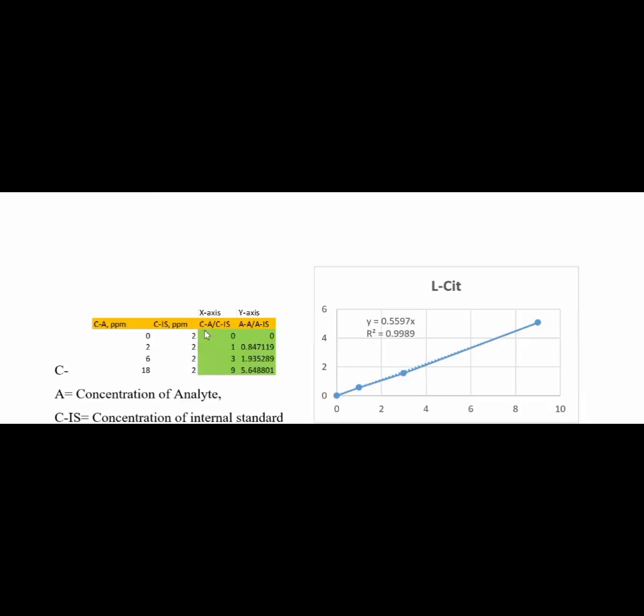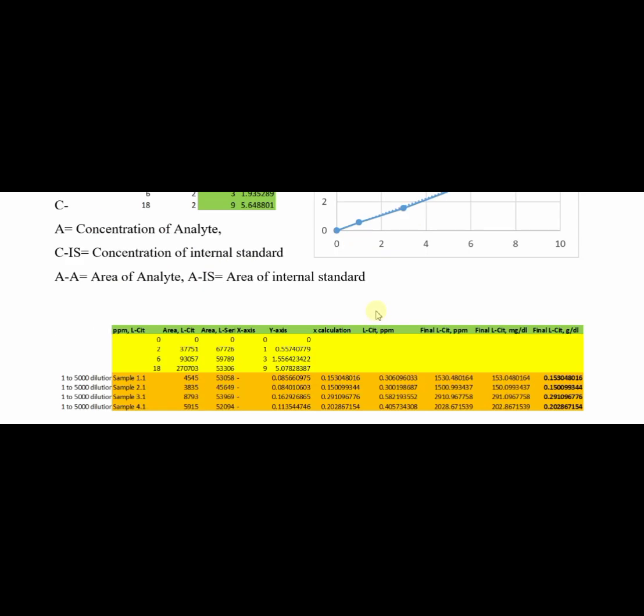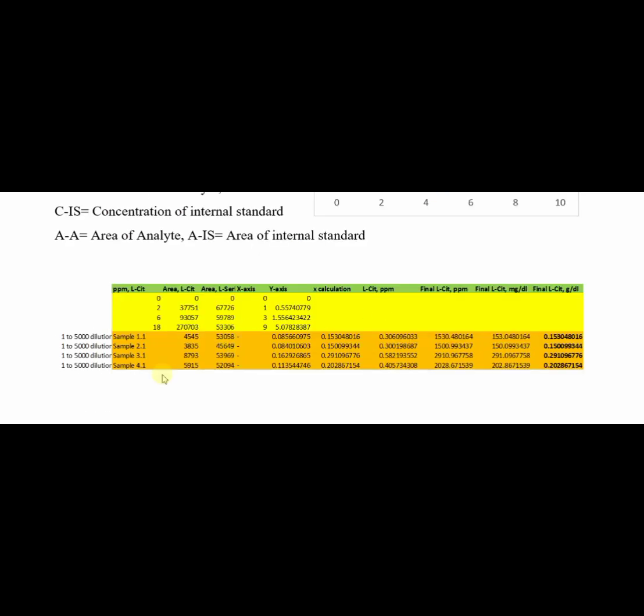Similarly, the same process was repeated for L-Citrulline. Its slope was determined. It is 0.5597, and the values for different samples like sample 1.1, sample 2.1, sample 3.1, sample 4.1 are obtained, and its readings are determined as described before.